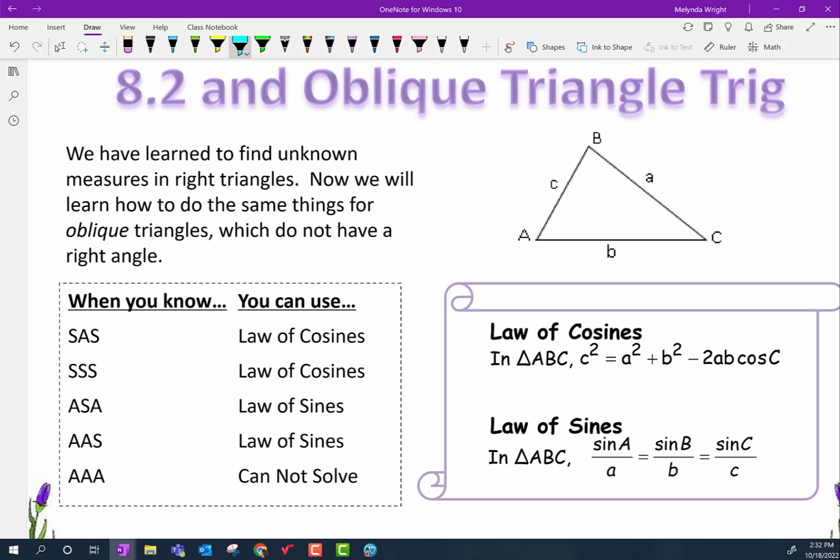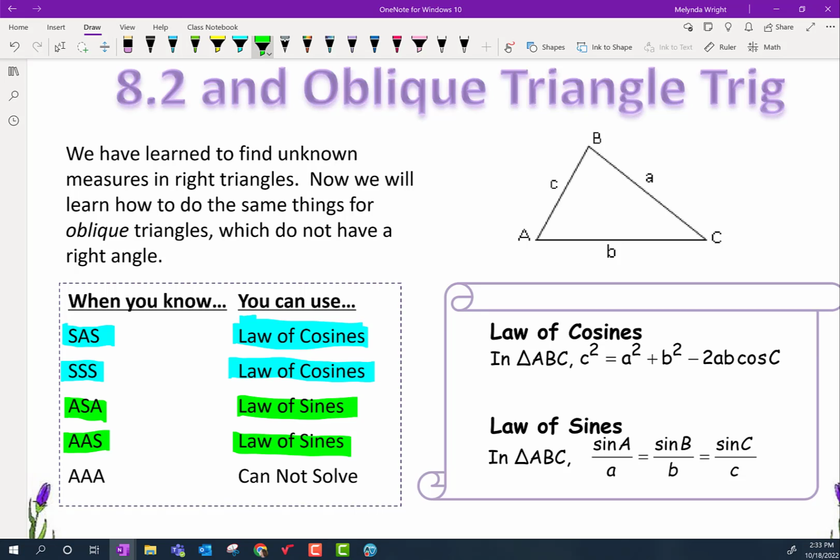In general, when we're given side, angle, side, or side, side, side, we would use the law of cosines, because the law of cosines works well with sides. If, on the other hand, we have angle, side, angle, or angle, angle, side, we would use the law of sines.